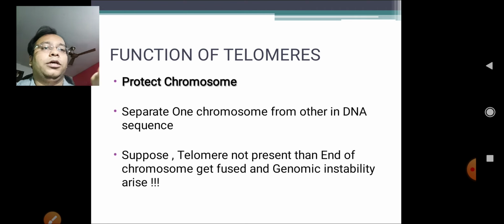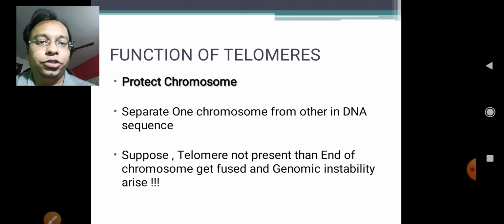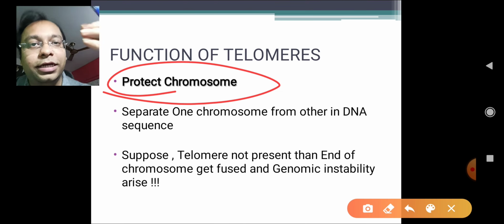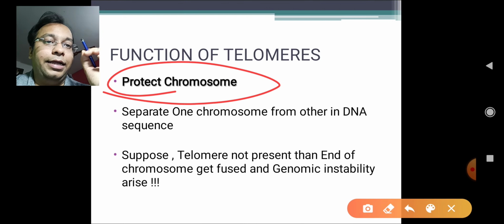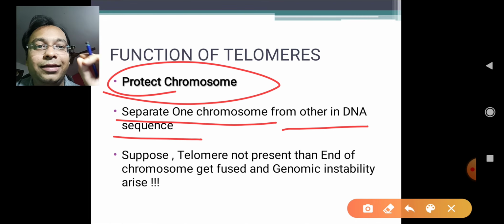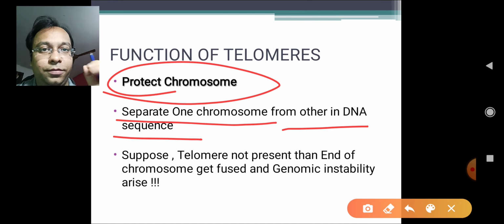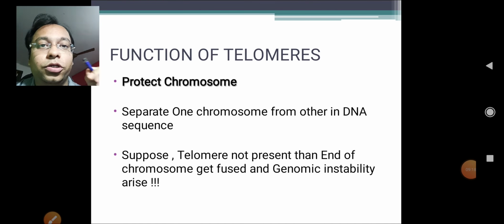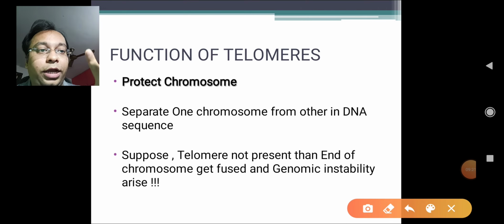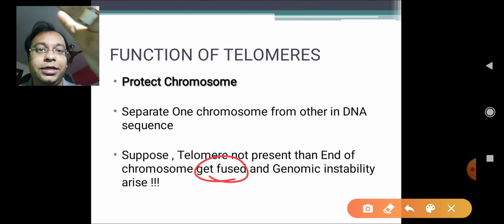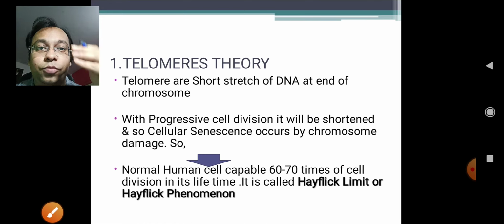So what is the function of this telomere? The main function is to protect the chromosome. They separate one chromosome from the other during DNA sequencing. In this way, it protects your chromosome. So suppose you don't have the telomere, then what happens? The ends of the chromosome will get fused and you will have genomic instability. That's why telomere is important in your body.